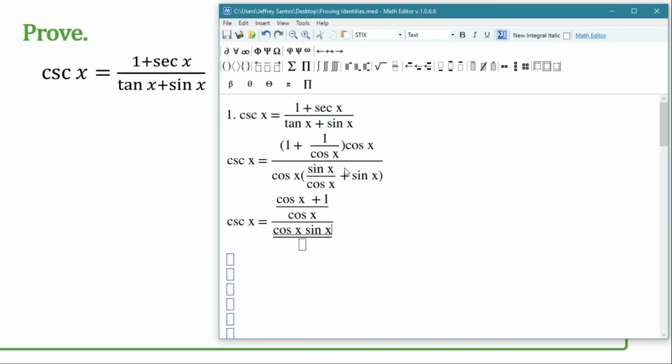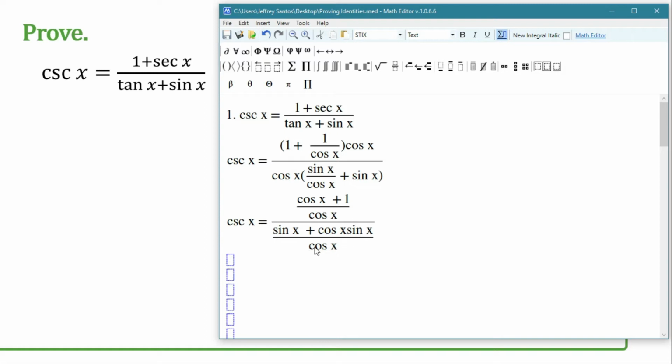Cosine of x times the sine of x. For us, since we already have this one, cosine of x divided by cosine of x, that is 1, multiplied by the sine of x, that is just sine of x, plus cosine of x times sine of x, that's going to be cosine of x sine of x, because we multiply them, and then the denominator would become the cosine of x.